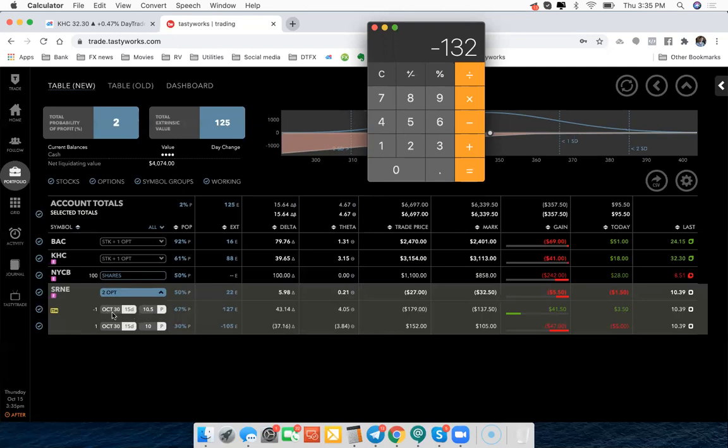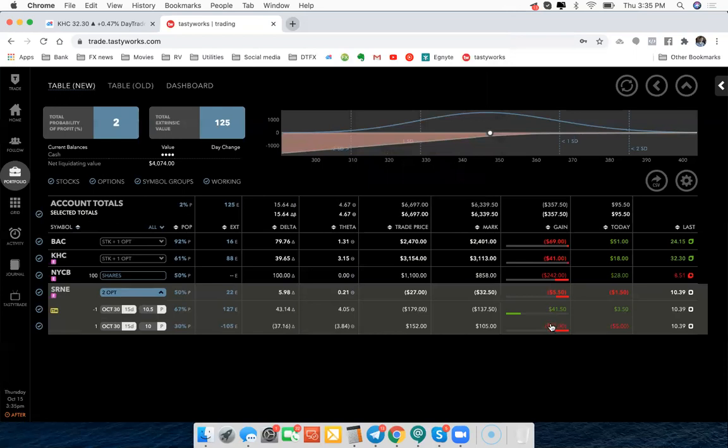If SRNE ends up below 10.50, then I get to apply $1.32, or $132, towards each 100 shares of stock that I own to bring that break even down. So if it expires at 10 bucks or 9.50 or whatever it is, I get to apply 132 towards 10.50. That makes my break even, though I own the stock at 10.50, really $9.18. To give you a little bit of a visual, all we're looking at is this number right here. This is our gain or loss for our buy to open put. We're looking at this number and we're either adding or subtracting it from our sell to open put trade price.